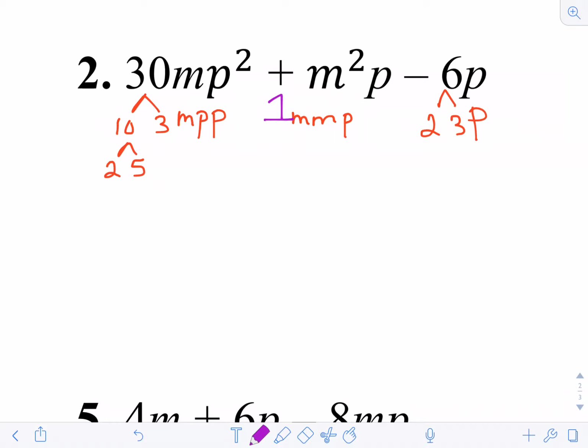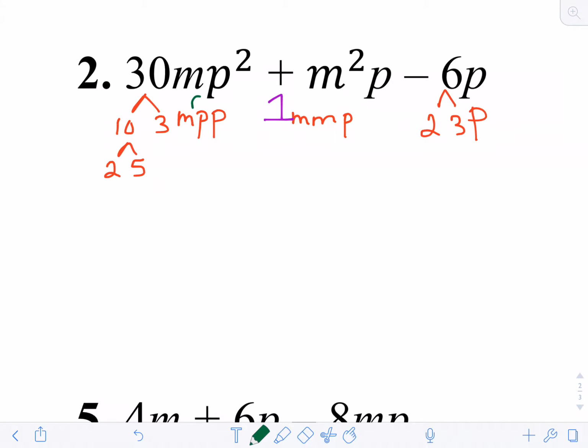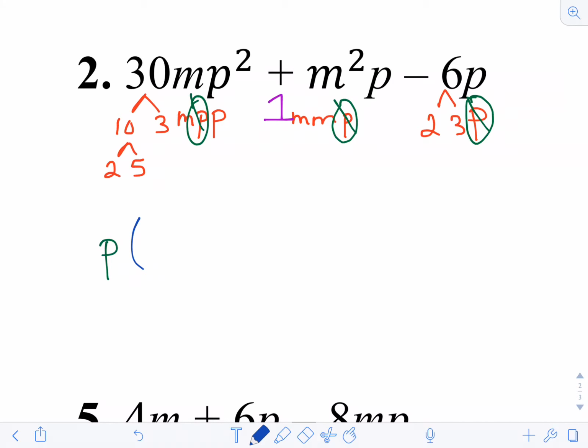And then let me look at my letters, okay, my variables. So I see that the first and second term have an m I can pull out, but all 3 have to have it. So the only thing that I see that all 3 have in common is they all have this p that I can pull out. So I'm going to write that down, and I'm going to cross off the p. There's nothing else in here that I can pull out, so I'm going to write what I had.